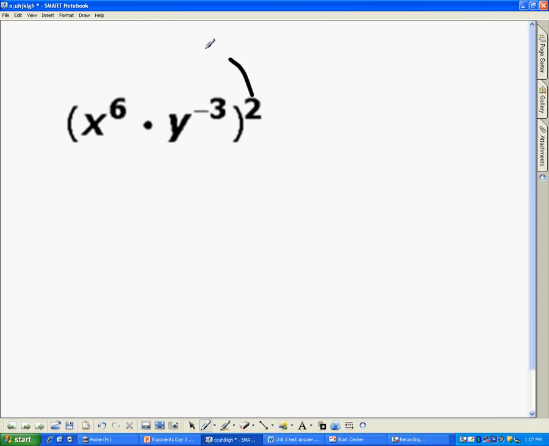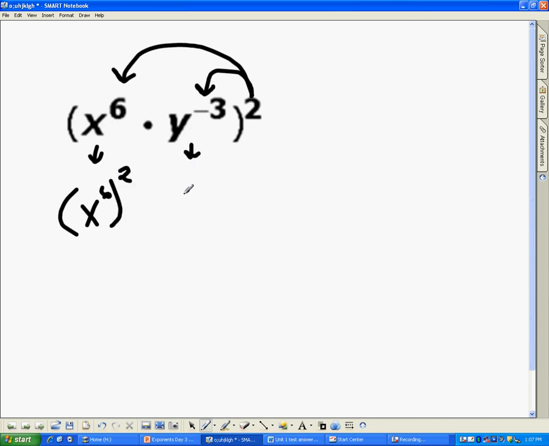For this one, you're going to square again everything that's on the inside. But remember, we can still apply other rules. So this part right here becomes x to the power of 6 squared, and then this one is y to the power of negative 3, and it is squared. Well, we're going to apply those rules. Anything that's to the power of a power, you multiply your exponents. So this is going to become x to the power of 12. And this is y to the power of negative 6.